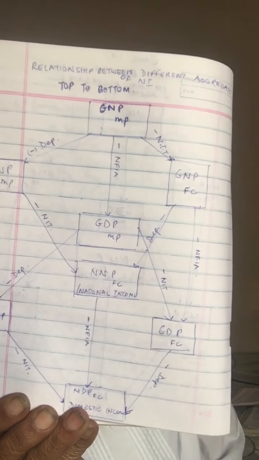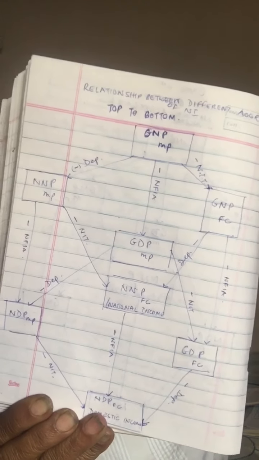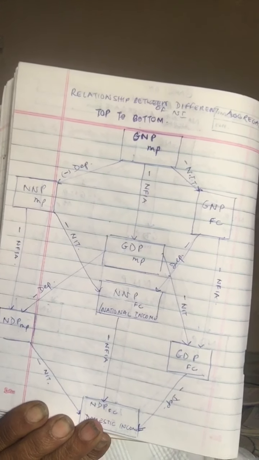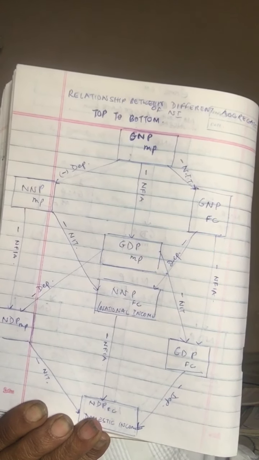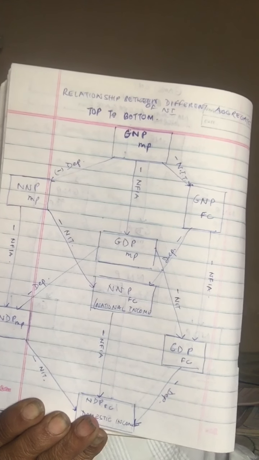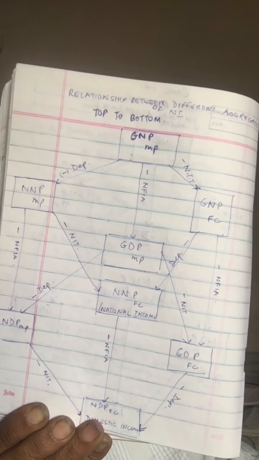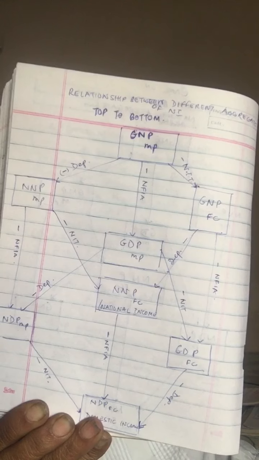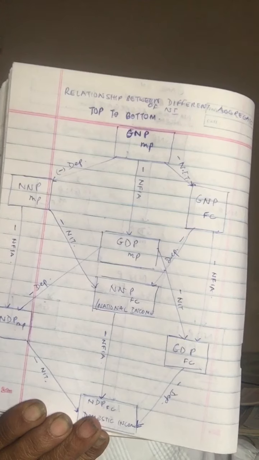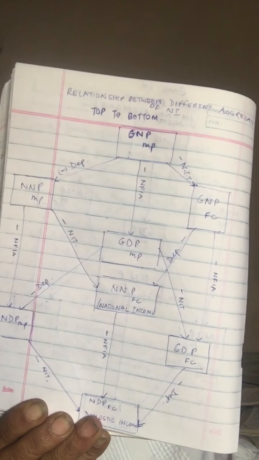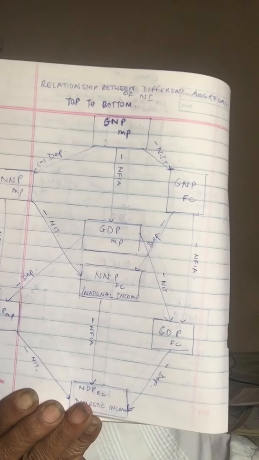Say for example, GNP at MP. You want to go to GNP at FC. Both are GNP, so from market price to factor cost, what will you do? Yes, minus net indirect taxes. Now from GNP at market price to NNP at market price, what do you do? Market price is the same, gross and net, you see. So you want to go from gross to net. What will you minus?